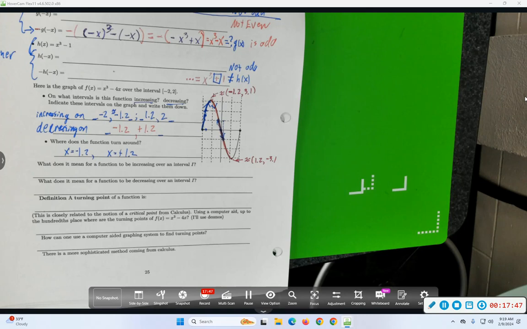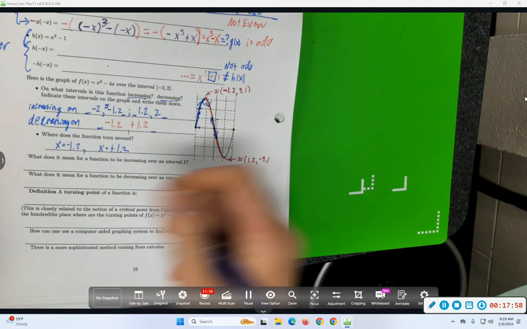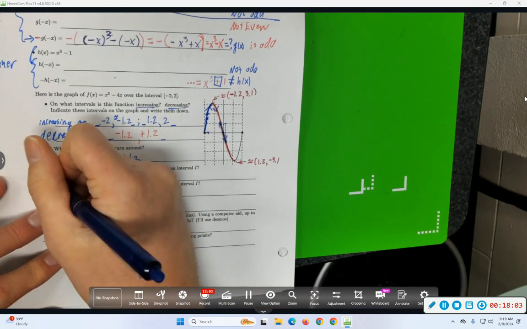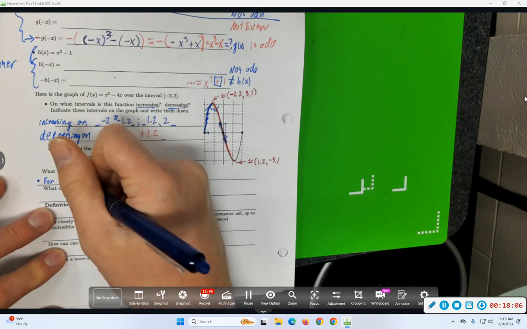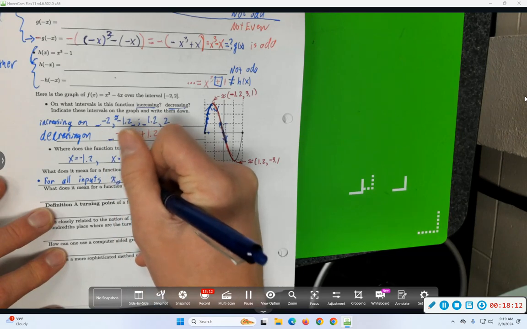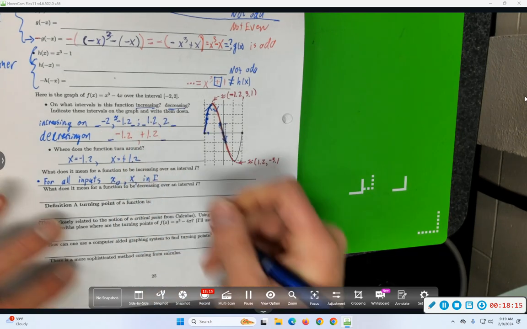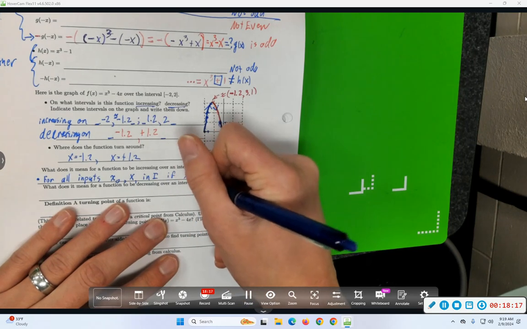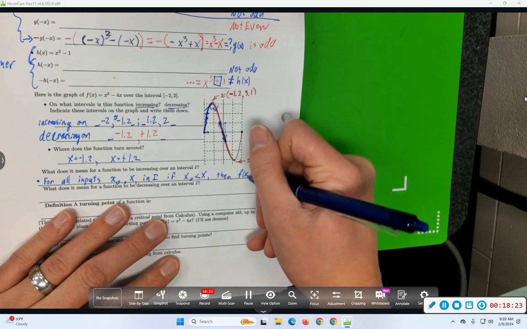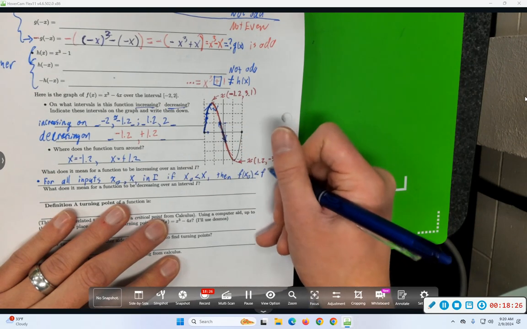So, I haven't written down any definitions, but we have at least an intuition for what these words should mean. So maybe I'll try to put some formal definitions down. What does it mean for a function to be increasing over an interval I? So, here is a definition I will propose. For all inputs, let's say x0 and x1 in I, if x0 is less than x1, then f of x0 is less than f of x1.